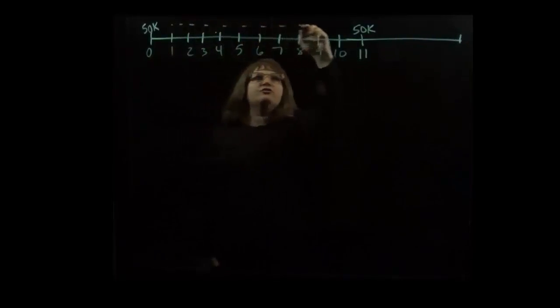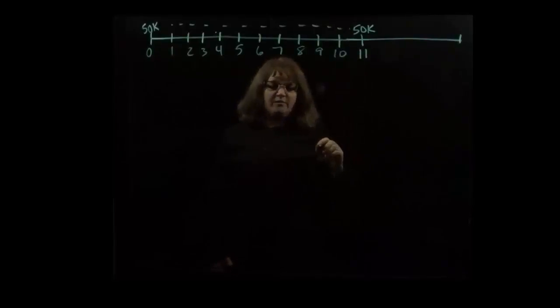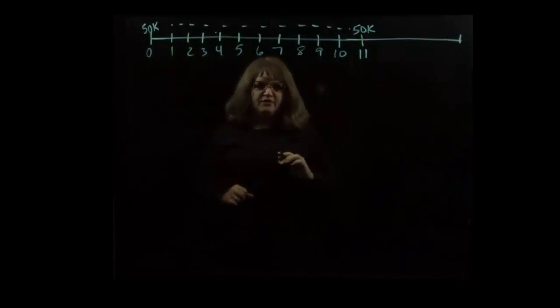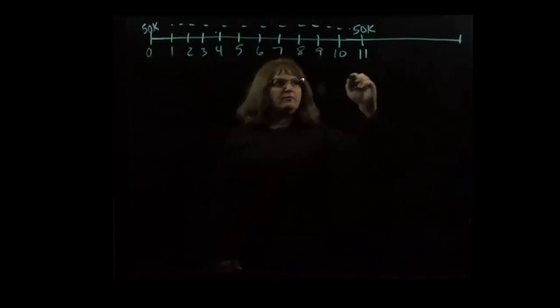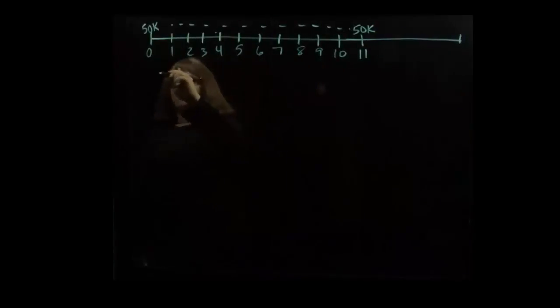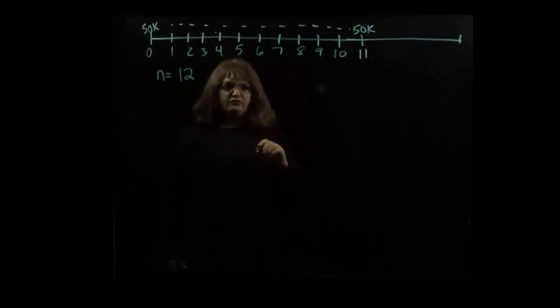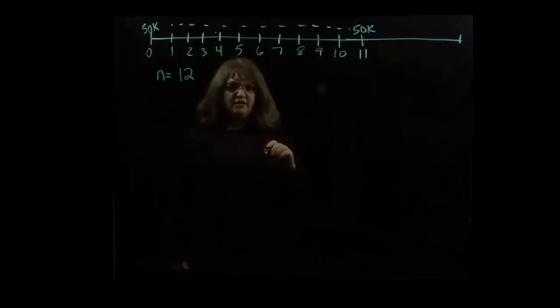And each one of those is going to have a $50,000 payment attached to it. So we see that altogether there are 12 payments. And so the N that we're going to be interested in for this problem is 12. And the interest rate is what we're trying to calculate. We also know the present value of this arrangement because that's given to us in the problem.